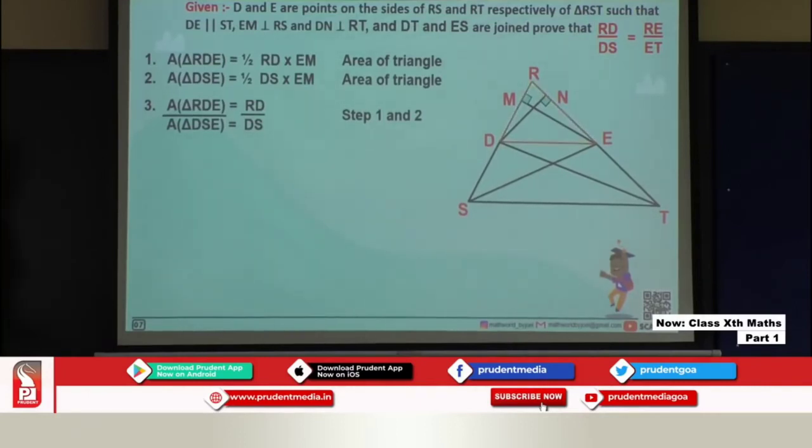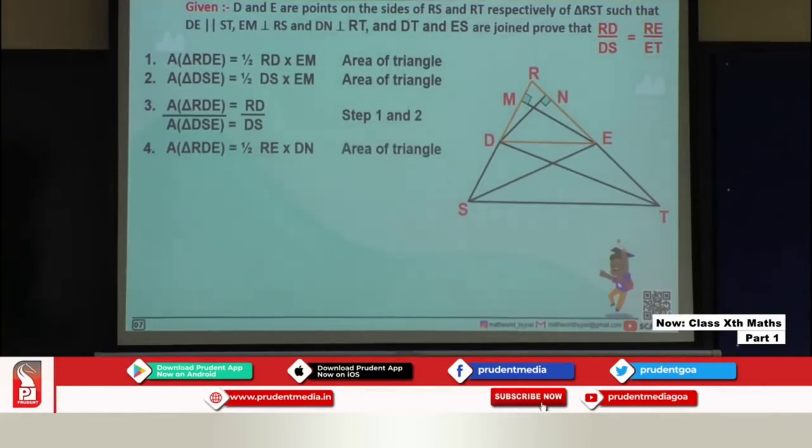So step number 4 will be again to consider the same triangle RDE, and this time we are not going to take the base on this side, but we are going to take the base on the other side of the triangle. So my base is RE and height is DN, right? For the triangle, the topmost point to the perpendicular base. So area of triangle RDE will be given by half RE into DN.